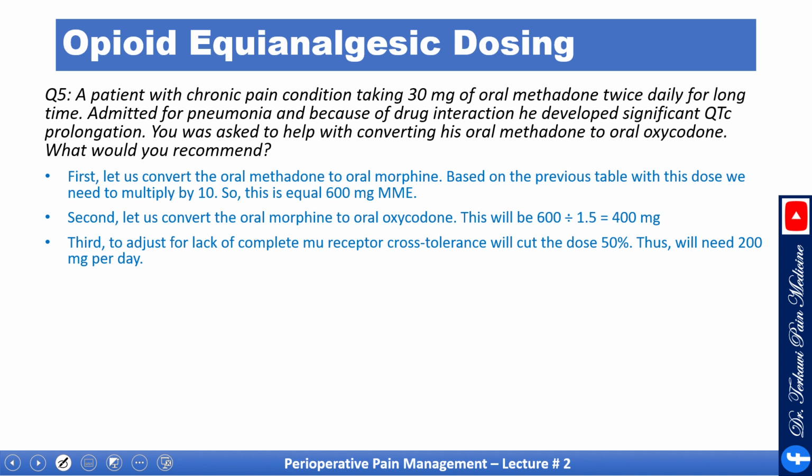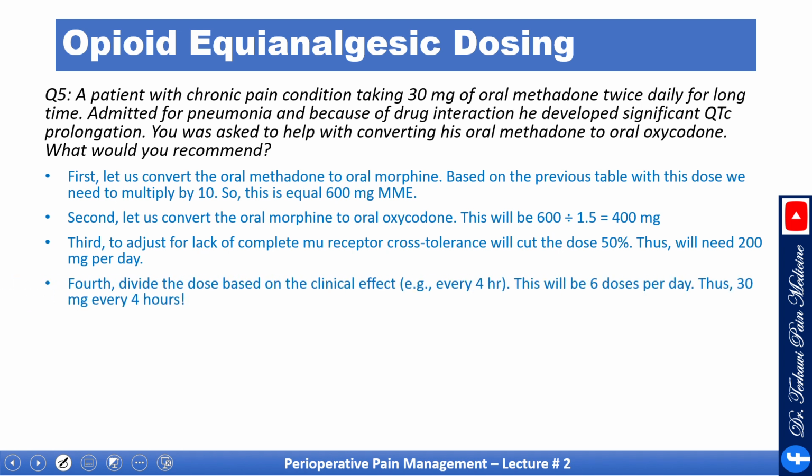Third, to adjust for the lack of complete mu receptor cross tolerance, we'll cut down 50%. Thus, we'll need 400 milligram per day. So far, so good. Fourth, divide the dose based on the clinical effect. So we're talking about oxycodone here. On average, the half-life is 4, so then we'll divide it to 6 doses per day. Thus, it's 30 milligram every 4 hours. Wow, right?